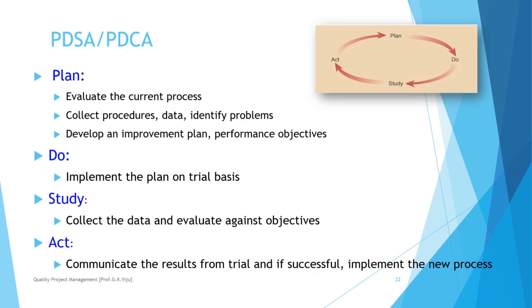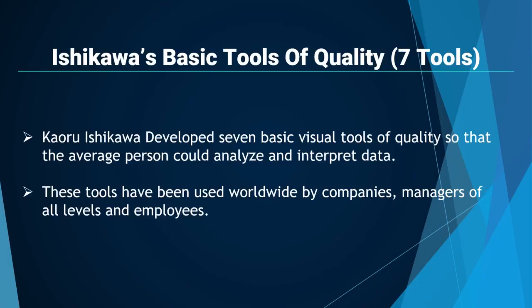PDCA: Plan means evaluate the current process, collect the data and identify the problem, develop an improvement plan and performance objectives, etc. Do means implement the plan on a trial basis. Study or check means collect the data and evaluate or analyze against the objectives. Act means communicate the result of the trial, and if it is successful, implement the new process. So this is about the PDCA or PDSA cycle.